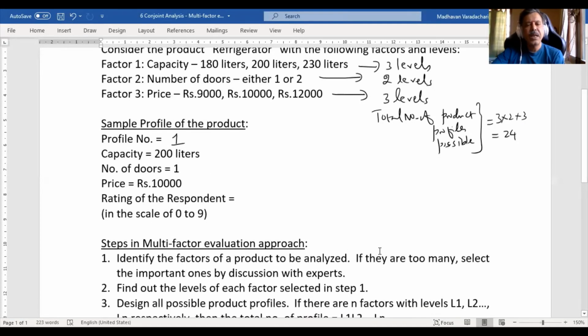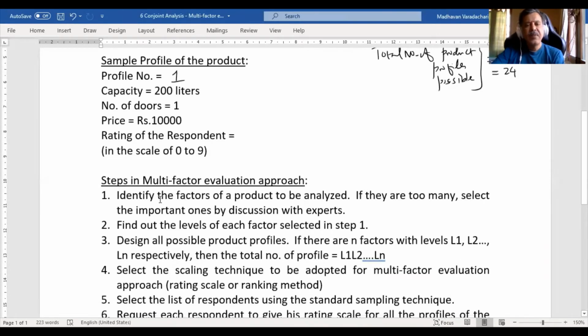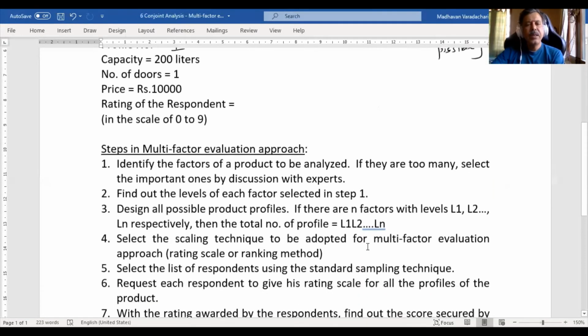So what are the steps in the multi-factor evaluation approach? Identify all the factors for the product. If there are too many, then you may approach experts for their opinion, and based on their opinion, you can eliminate some of the factors. Then for each factor, find out all the levels which are possible. Then, if there are n factors with levels L1, L2, and so on up to Ln, the total number of profiles will be L1 into L2 into Ln. That many profiles are possible.